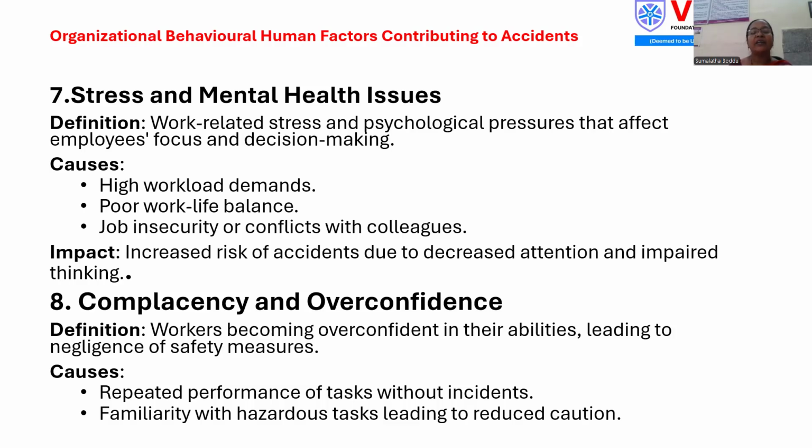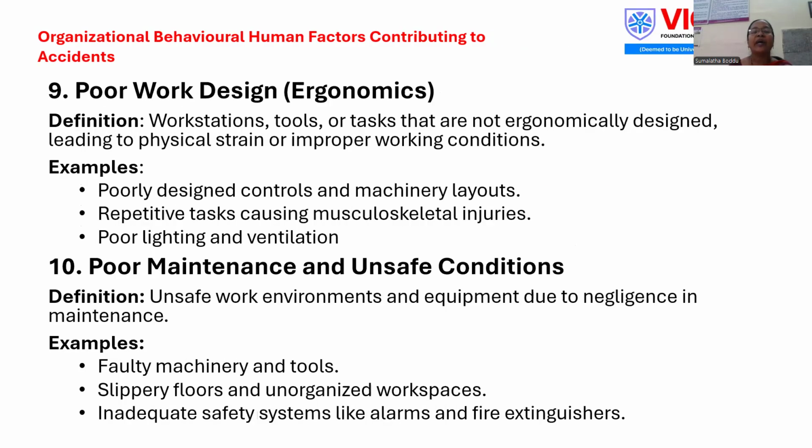What is the impact? Negligence toward hazards, increased accident probability. Coming to the prevention, how to prevent? Conduct periodic safety reminders, encourage continuous safety awareness, rotate tasks when possible. And coming to the ninth factor, poor work design, which is also called ergonomics.